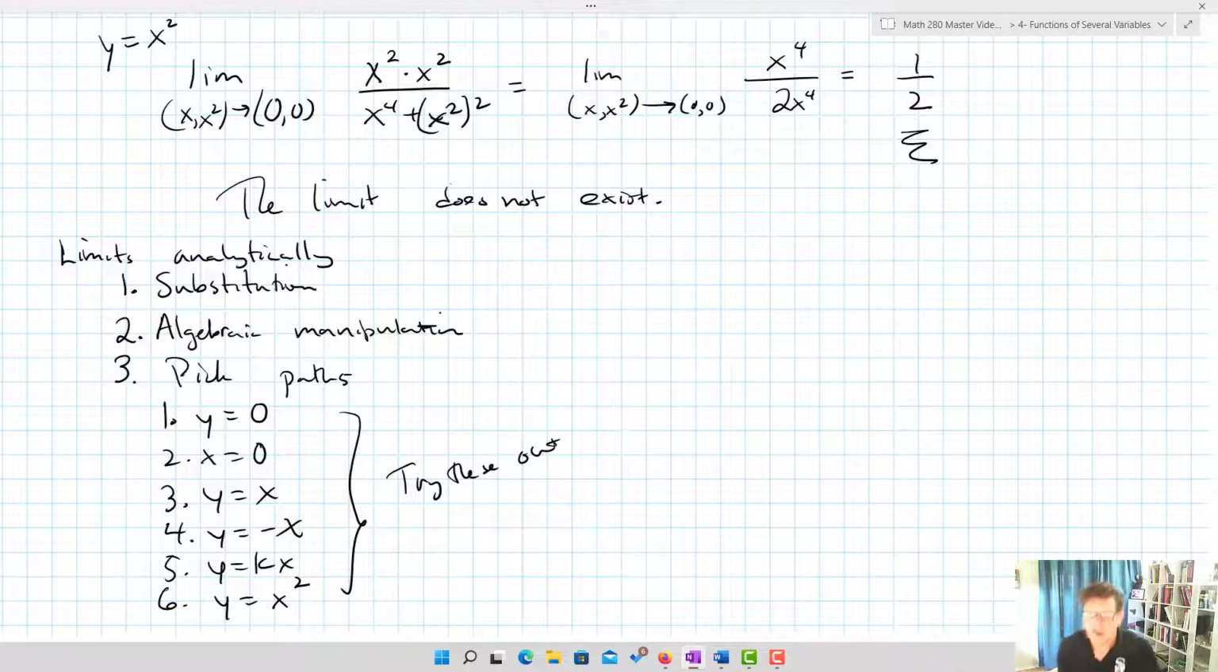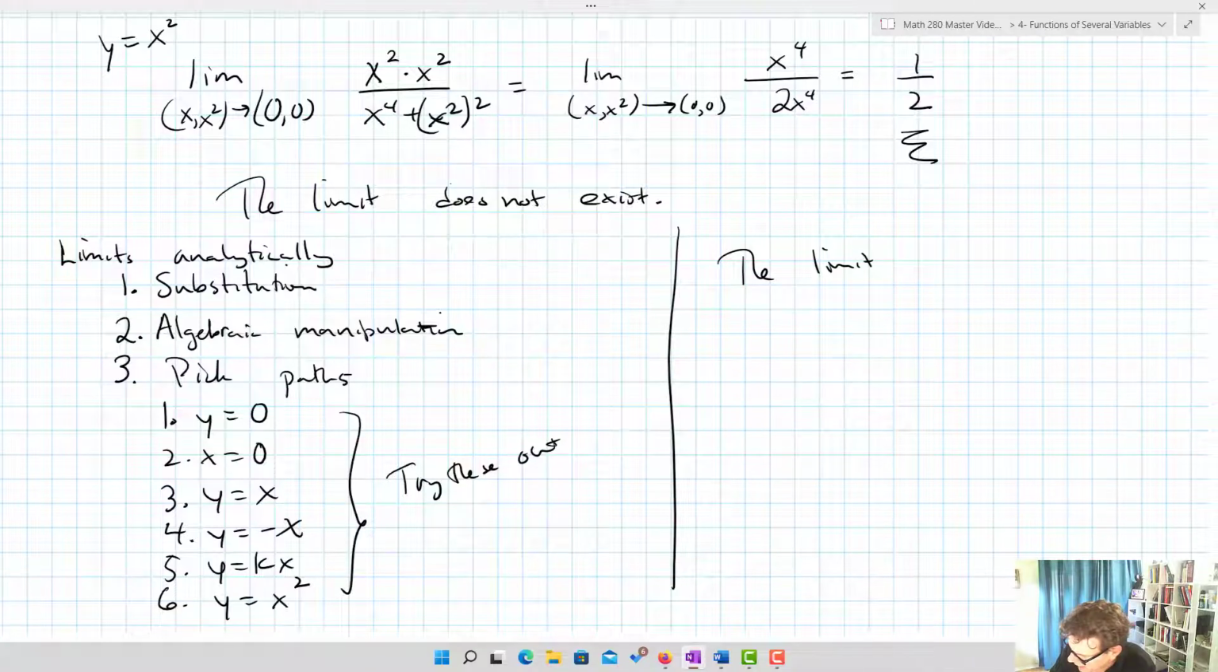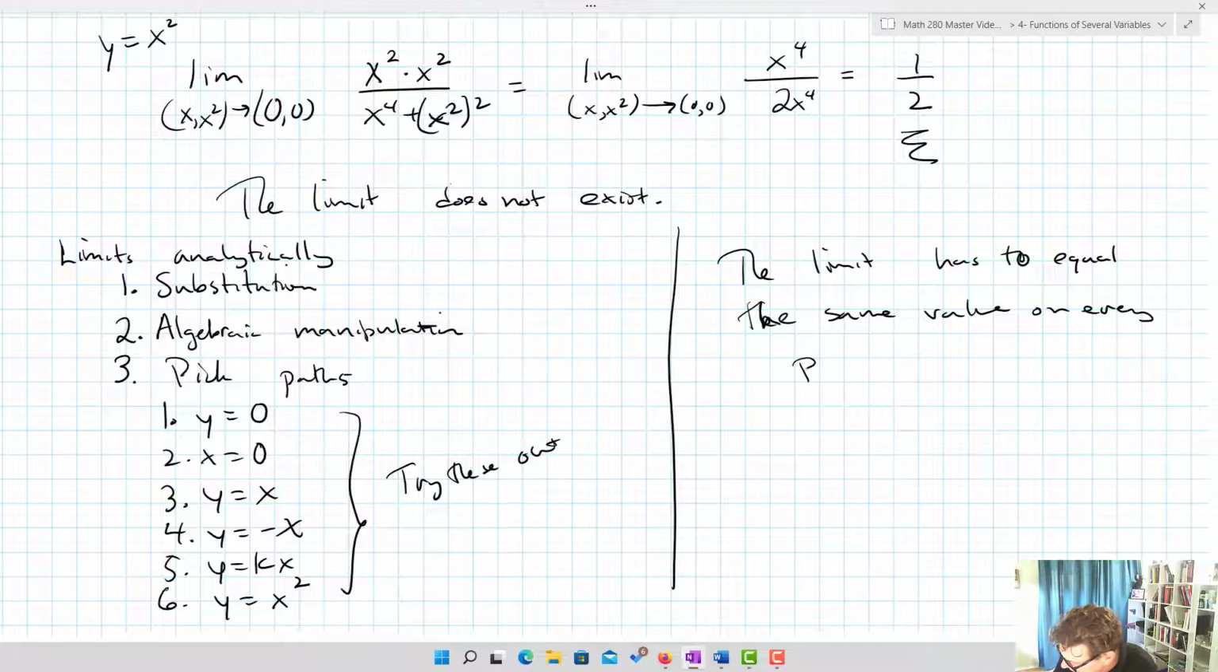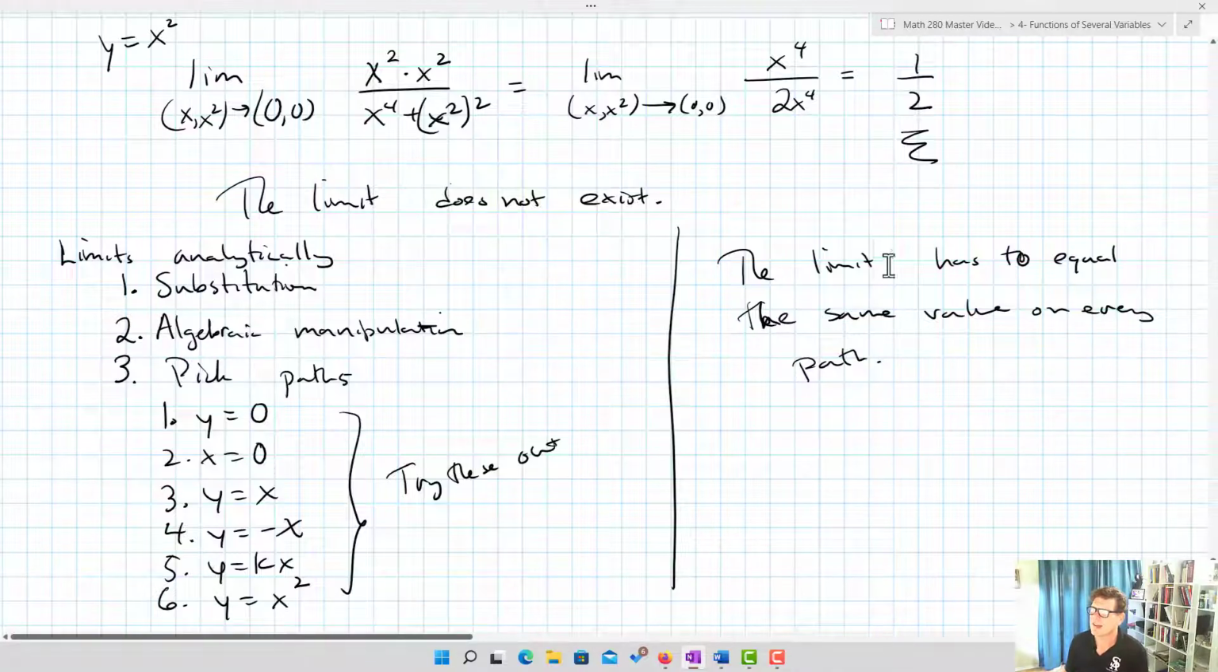Okay, when we talk about limits, basically what we want to remember is the limit has to equal the same value along every path. All right, so for any path that we choose, we have to see that the limit actually equals the same value. If it doesn't, if any two disagree, then what we have is in fact not a limit. The limit does not exist. All right, and so that completes our lesson.